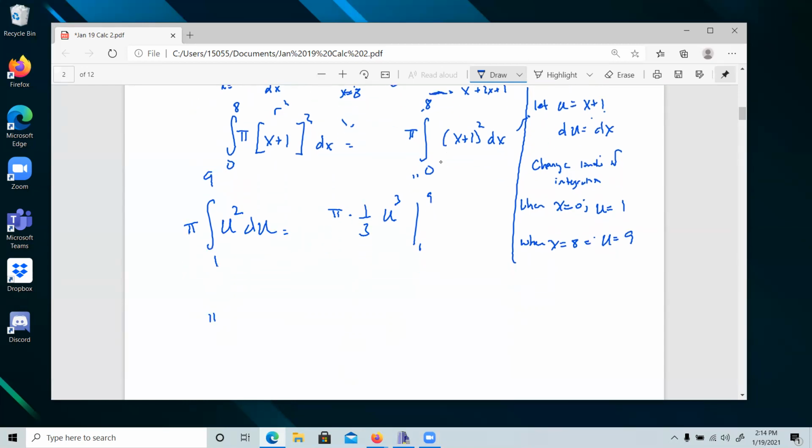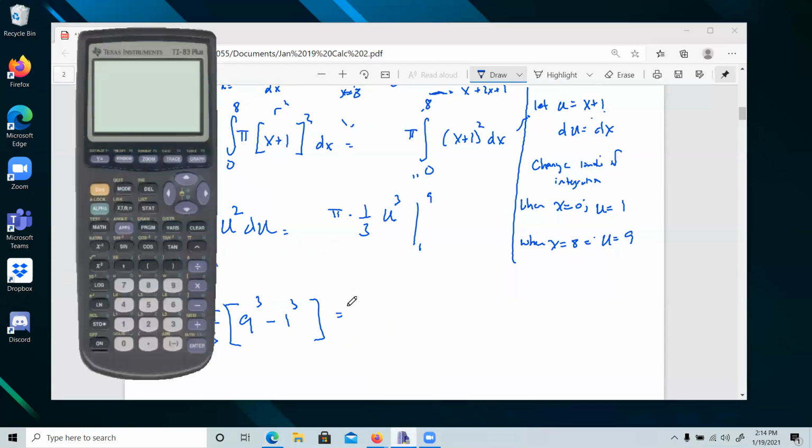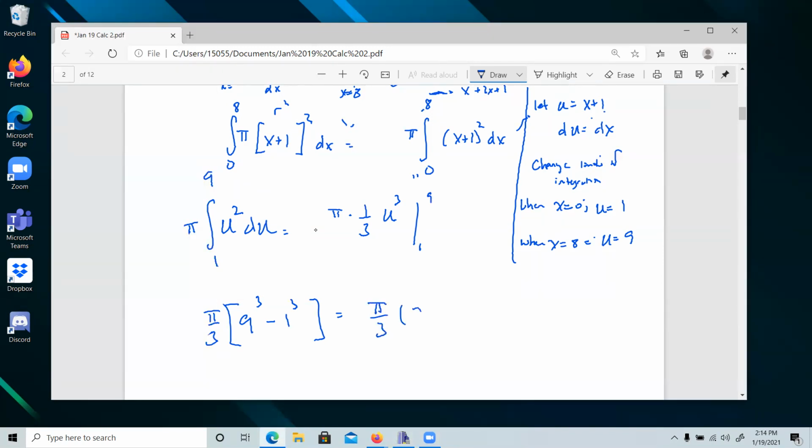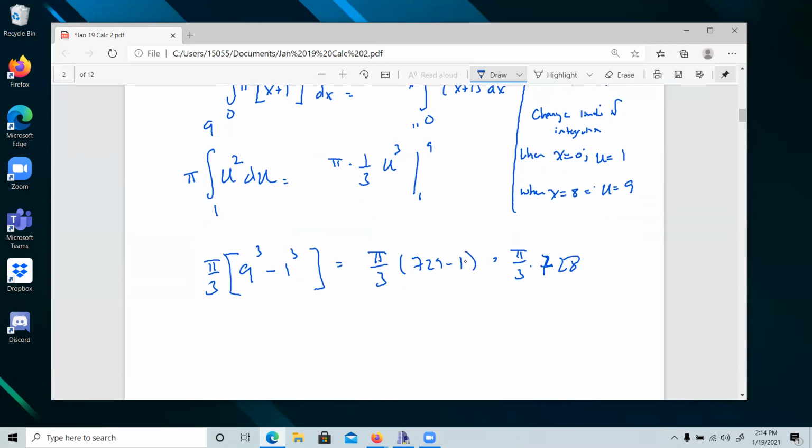So we have pi over 3, and then here's the hard part. This is 9 cubed minus 1 cubed. Delightful, 729. So this is equal to pi over 3 times 729 minus 1, which is pi over 3 times 728. Or we could clean this up and say this is 728 pi all divided by 3. And that's my volume.